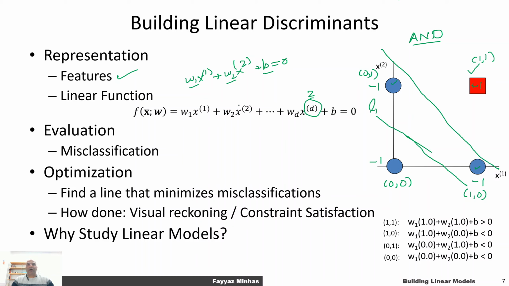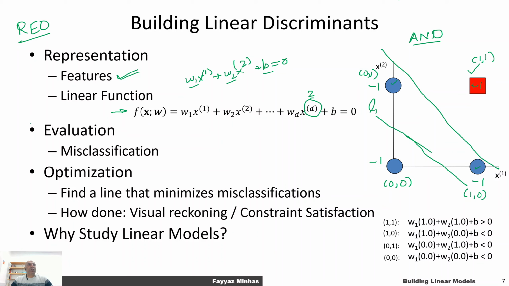So in terms of our REO principle, we have representations. We have a representation for the examples, which is features. We have a representation of the machine learning model, which is essentially a line in this case, because there are only two features. If there were more than two features, we would have a hyperplane if we were using a similar form like this one.